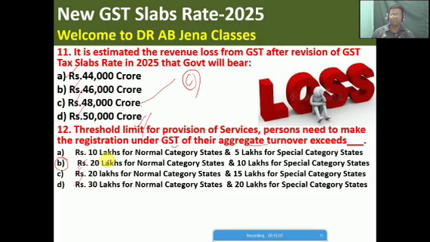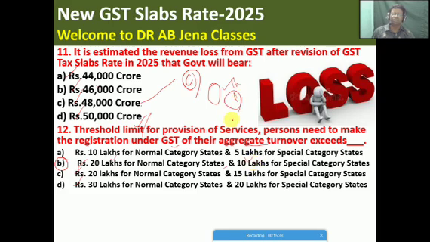Suppose in this situation the aggregate turnover is 20 lakhs for a normal category state. Then the person must be registered, and in the case of special category states, if the aggregate turnover exceeds 10 lakhs, then GST registration is needed. So friends, I am giving you one assignment: how many special category states are there in India?